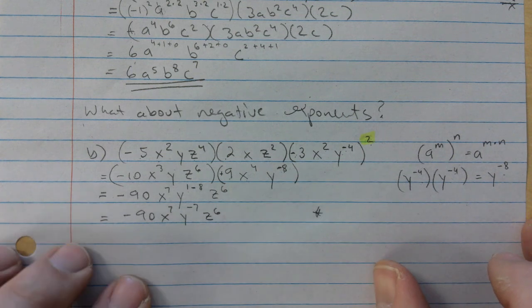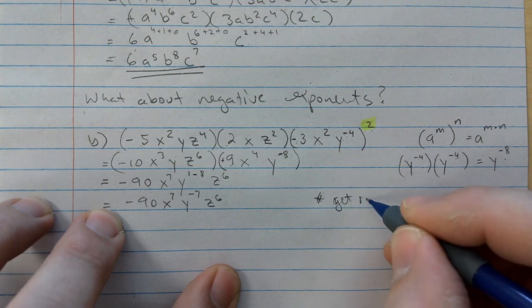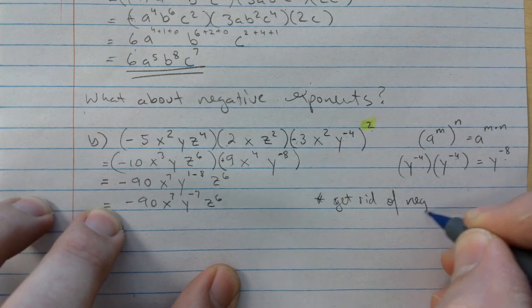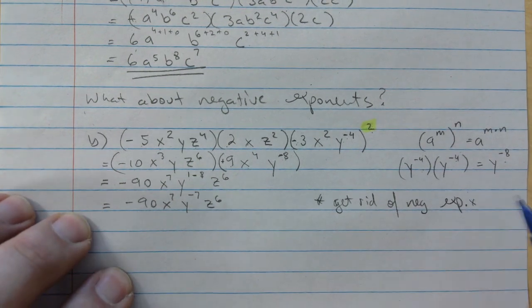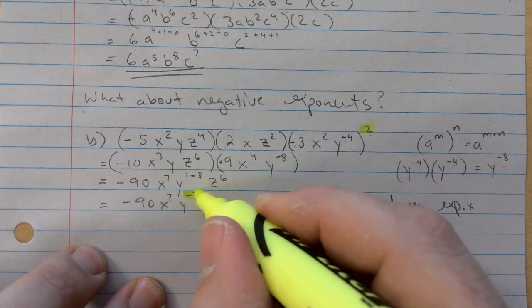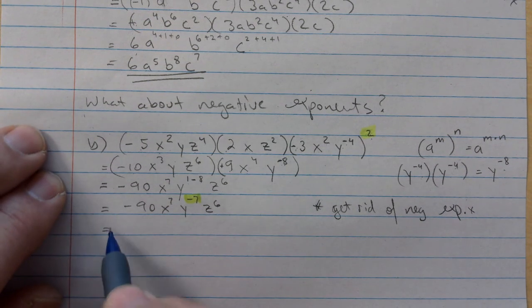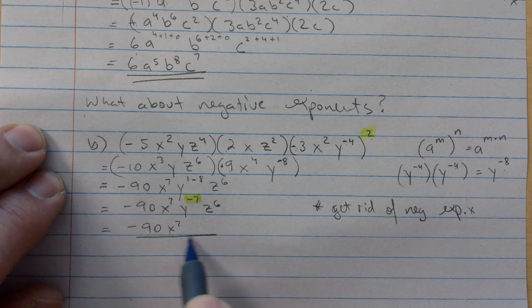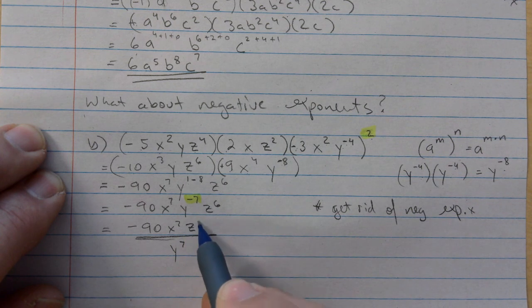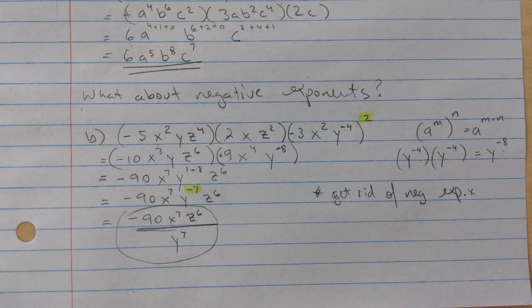All right, good question. Okay, get rid of negative exponents. So I'm going to highlight that. How do you do it? You just literally bring it down, right? You just bring it downstairs. So it's negative 90 x to the 7. We make a line here so that we can bring the y to the 7 down, z to the 6. That is it. That would be your final way of doing that.